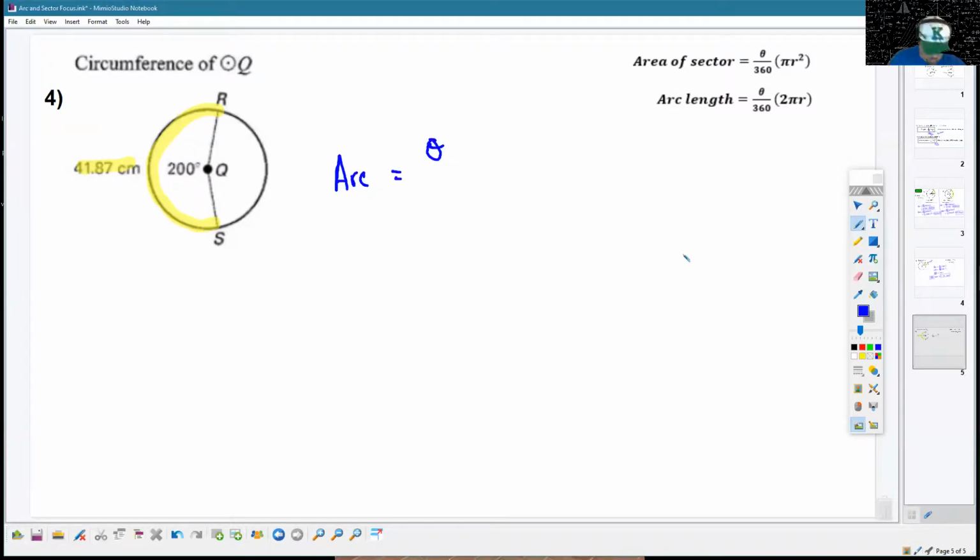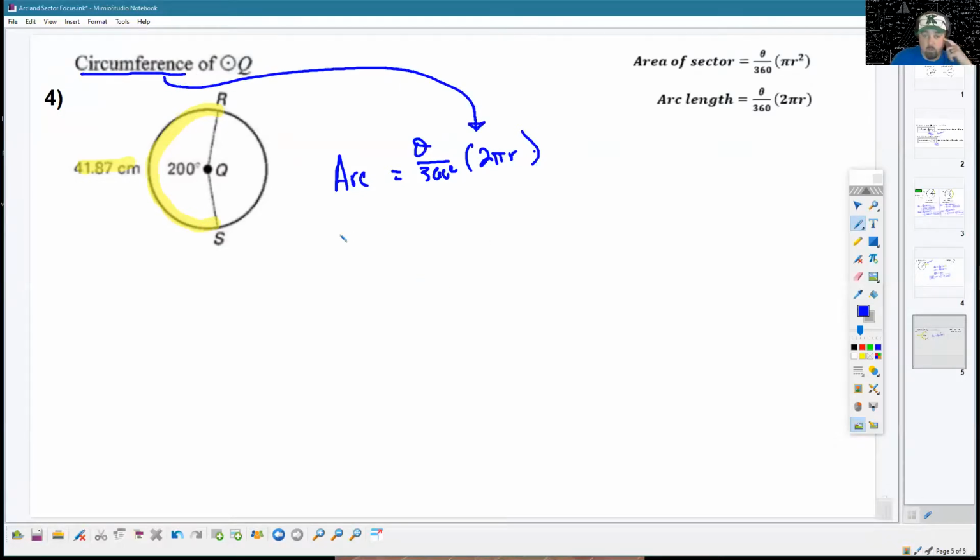So the arc is theta over 360 times 2 pi r. Notice we're not given the r, but they want the circumference. The circumference is 2 pi r. So another way to write this formula is the arc length equals our theta angle divided by 360 degrees times the circumference. This is what we actually want to solve for in this problem. We want to find the circumference.